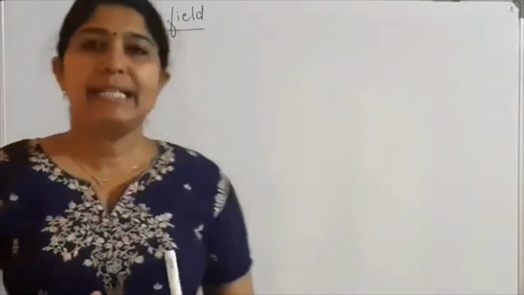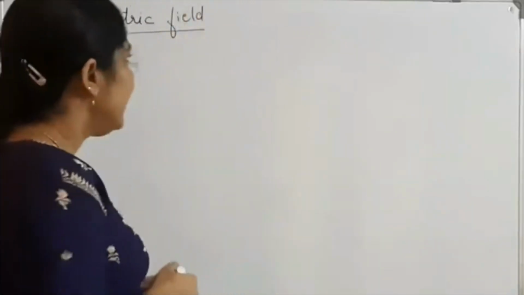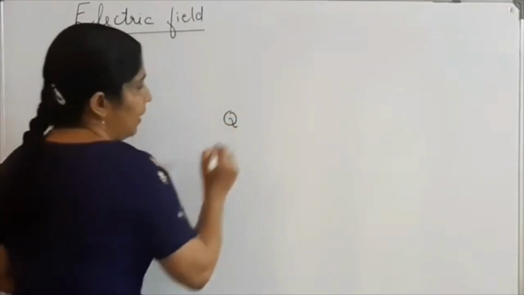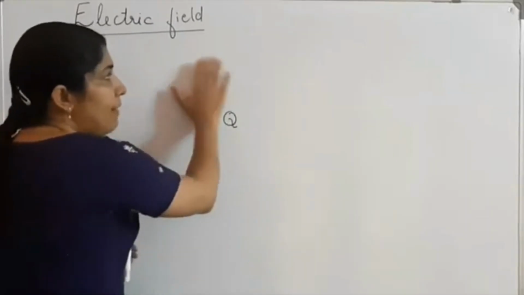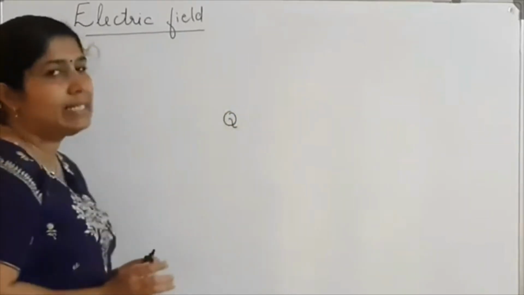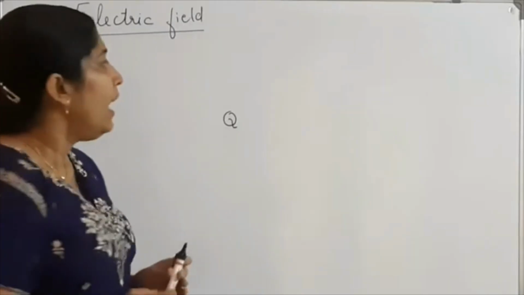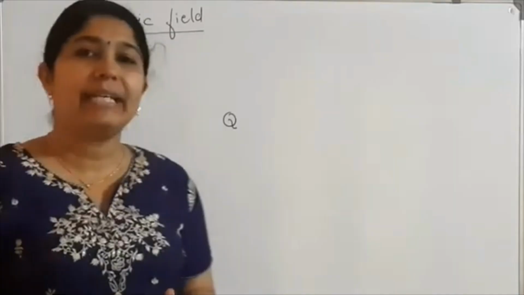Electric field is the space around the charge where its effect is felt. For this, consider charge Q. Around this charge, where its effect is felt, is known as electric field. Then, how do we find the intensity of electric field at a given point?